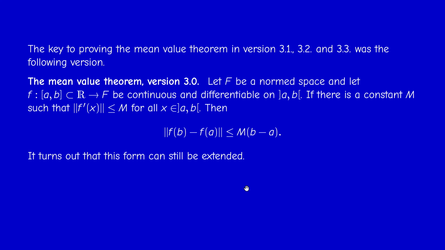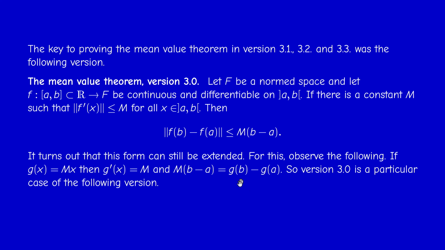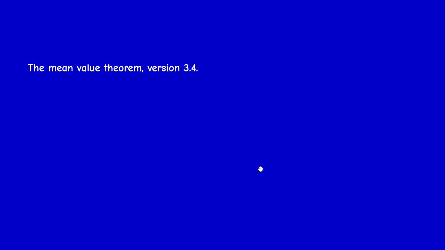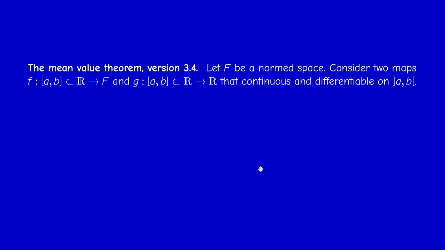For this, observe that this is actually a particular case of a more general theorem. If we set g(x) equal to M times x, which is just a function of one real variable, x in [a,b], then the derivative is just M, and M(b minus a) is just the difference between g(b) and g(a). So this version that we proved is actually a particular case of this more general version.